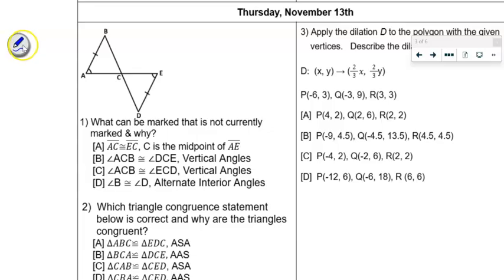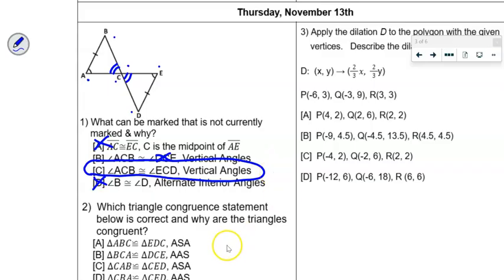This next one says, what can be marked that's not currently marked and why? So we have some vertical angles, don't we? These vertical angles right here. So it's not a side, it's not B and D, so we got to figure out which of these statements is correct. If we talk about ACB, we have 1 to 2 to nothing, right? So then we're looking for 1 to 2 to nothing, ECD. So that was not the right statement there. They are vertical angles, so that is true.